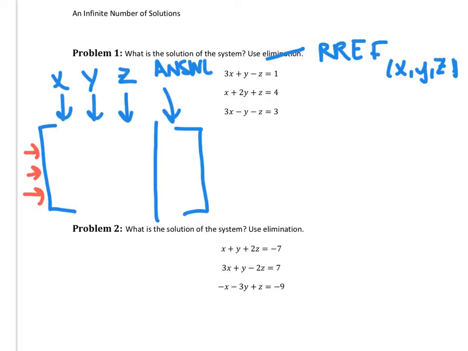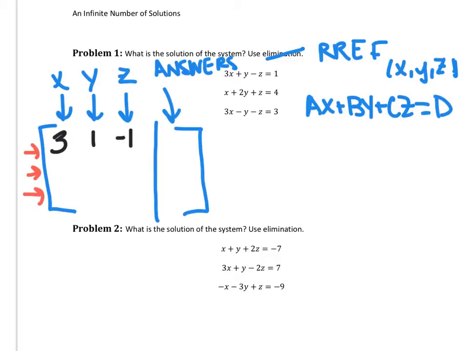You want to make sure each equation is in standard form, which would be ax plus by plus cz equals d. We need to have them in that order. So the first row I'm going to put 3, because 3 is the coefficient of x. Then I have 1y, negative 1z with an answer of 1. My next row would be 1x, 2y, 1z, an answer of 4. And then 3x, negative 1y, negative 1z, and an answer of 3. We're going to put this in our calculator.